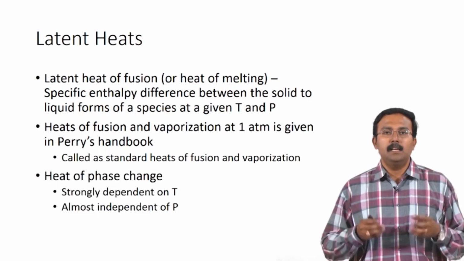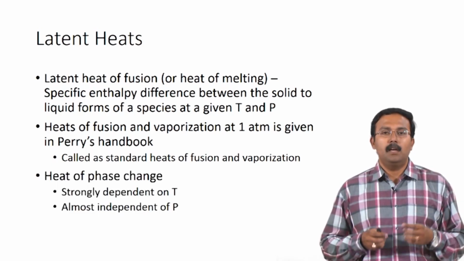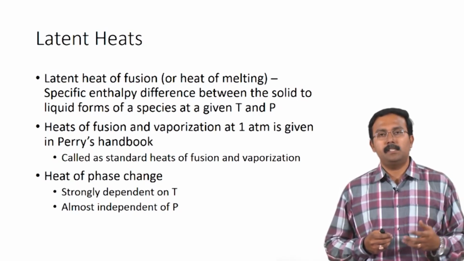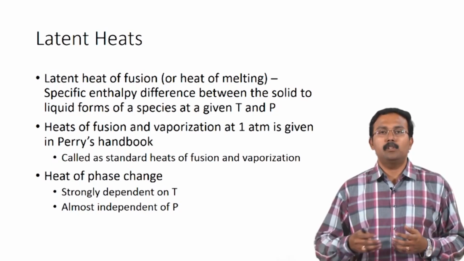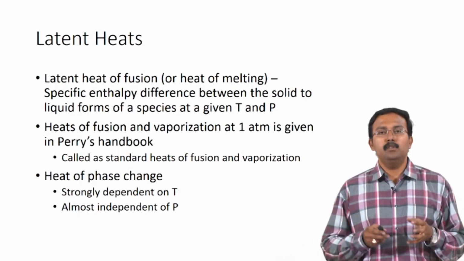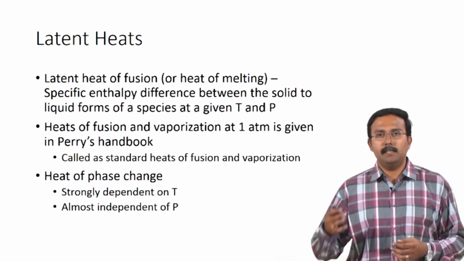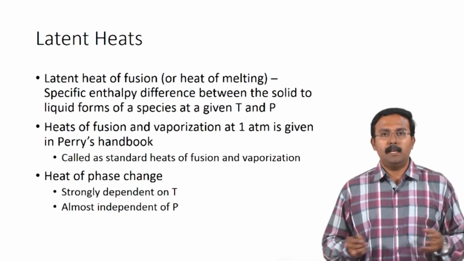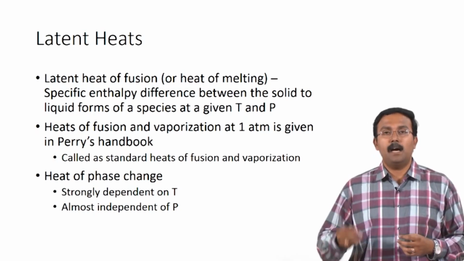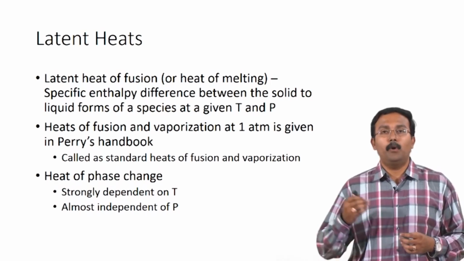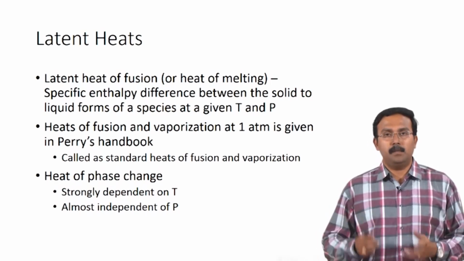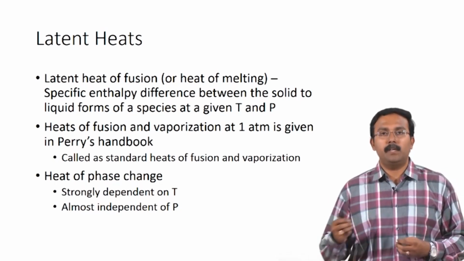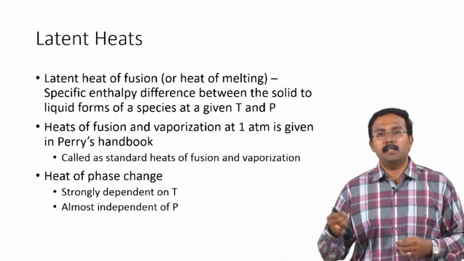Heat of phase change is strongly dependent on temperature and almost independent of pressure. So, depending on the temperature at which the phase change happens, the heat of phase change would also be different. The values we get directly from tables are usually the standard heat of vaporization or standard heat of fusion, which means whenever we perform energy balance calculations, the phase change happens at the specific boiling point or melting point of the substance. That way we can directly use the value from the table, which would be the standard heat of phase change, specifically standard heat of vaporization and melting.